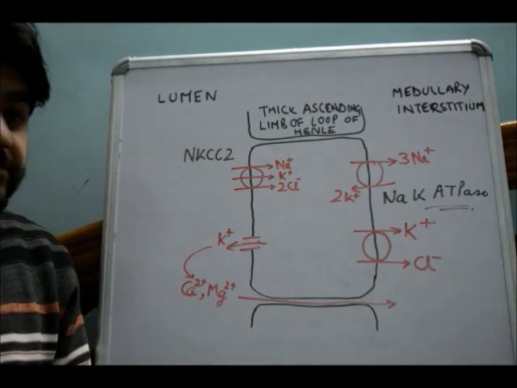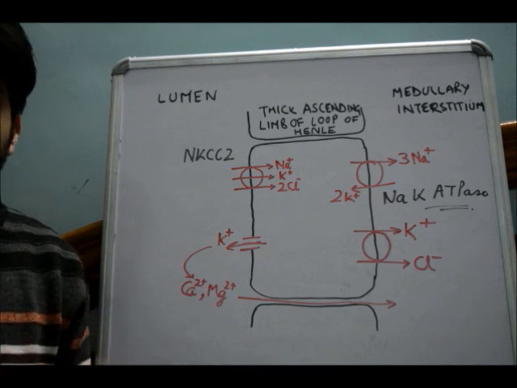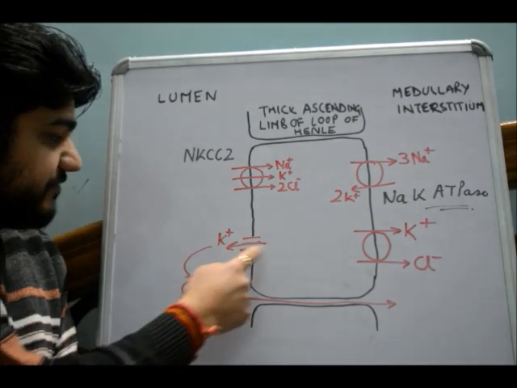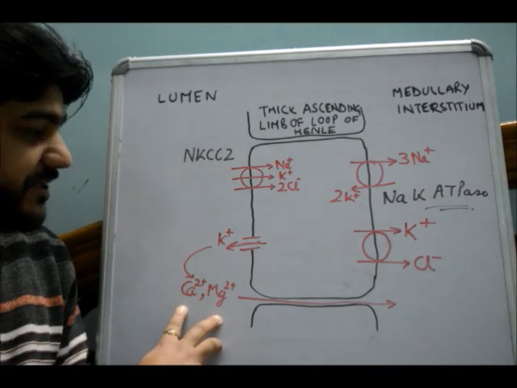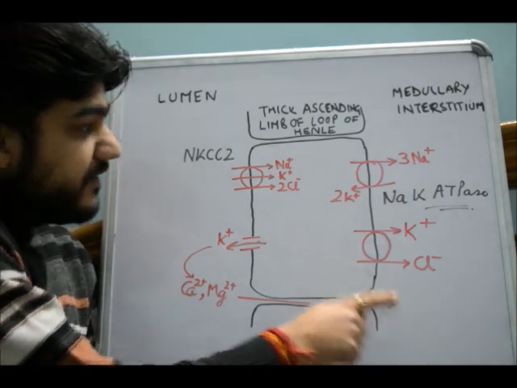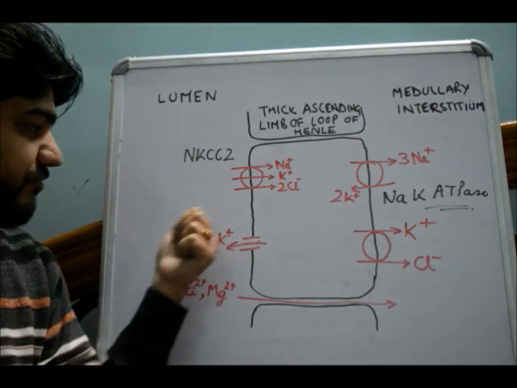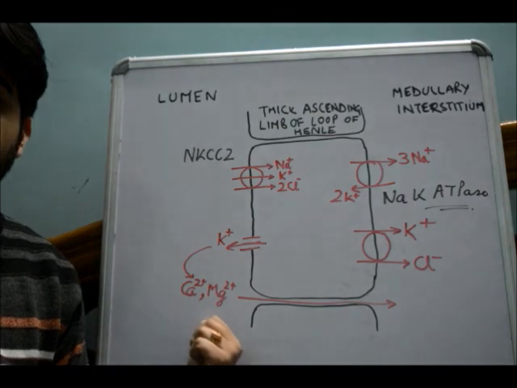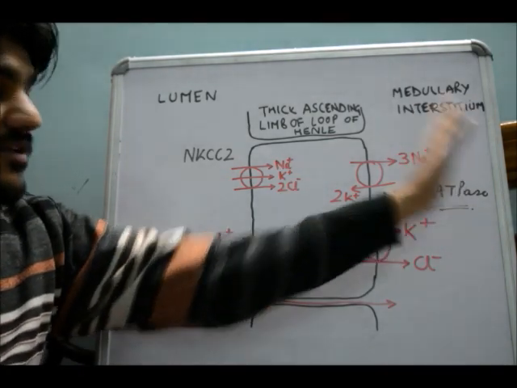When this becomes positive, there will be a push for positively charged ions to move away from the tubular lumen. So whenever this potassium moves out, the divalent cations like calcium and magnesium are carried by means of a paracellular pathway again into the interstitium. So this is how this movement of potassium out of the tubular cell into the lumen helps in the reabsorption of calcium and magnesium. So this is what normally happens, and this happens in the medullary interstitium.